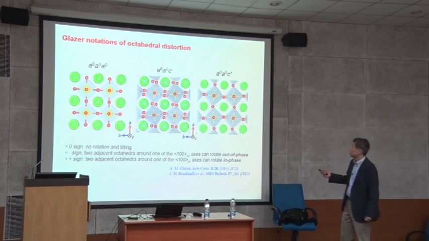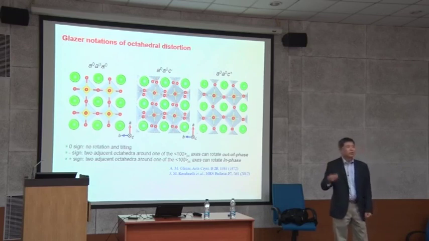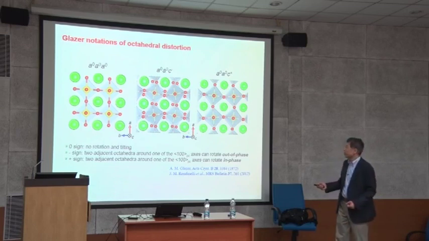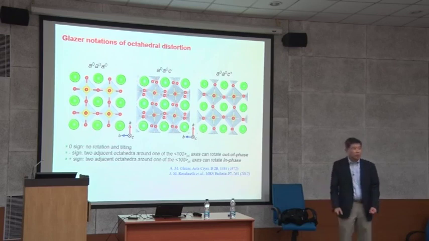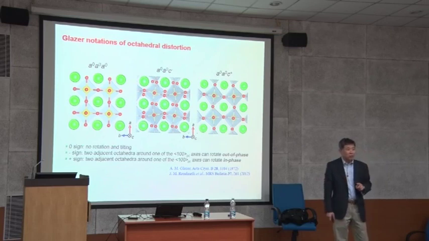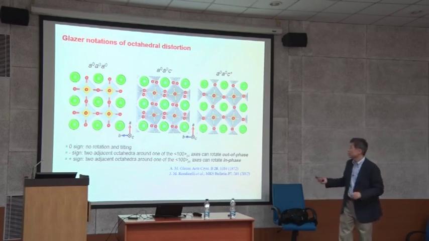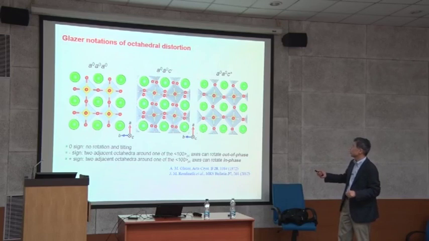Here I just want to clarify, I don't know why they did it this way, but that's their notation. The A and B directions, we call tilt. The C direction, we call rotation. I mean, it's the same thing: same rotation and same tilt, but they call it tilting and rotation. So A, B is tilt and C is rotation. In this notation, minus is out of phase and plus is in phase.